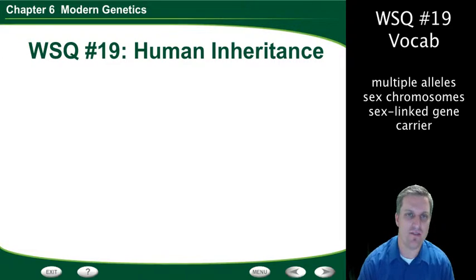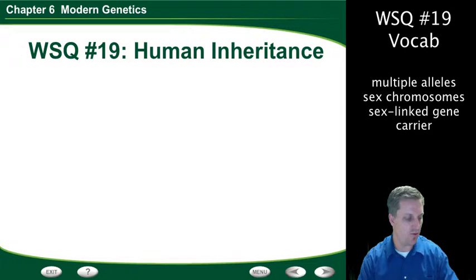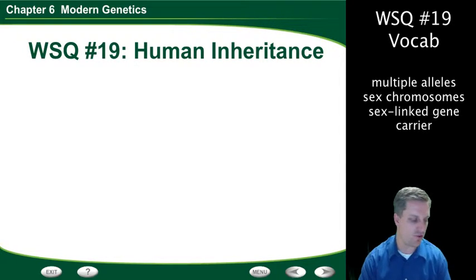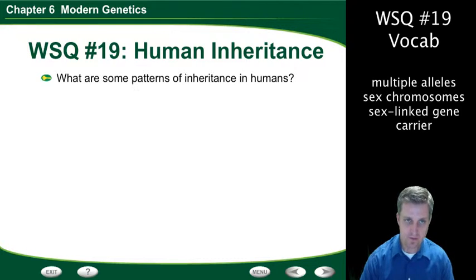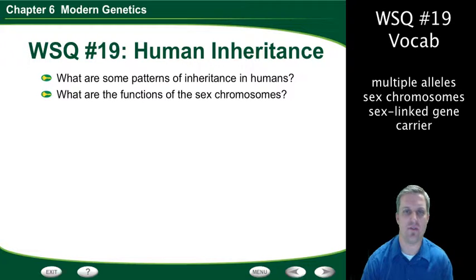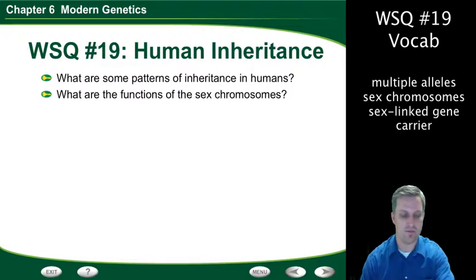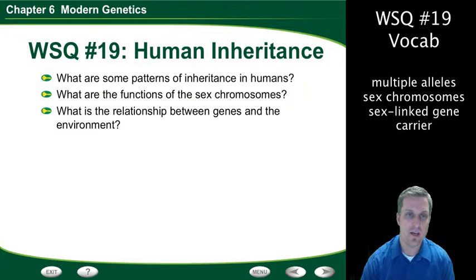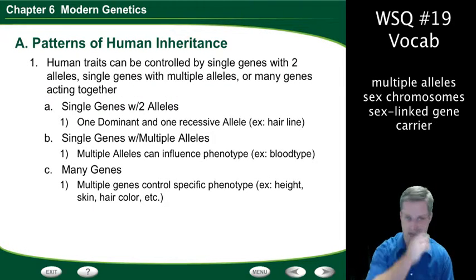Today we're going to talk about human inheritance. So we're going to be talking about the way that traits are controlled by different genes in humans. Three objectives today. We're going to look at what are some of the patterns of inheritance found in humans. We're going to talk about what are the functions of the sex chromosomes, the X and Y chromosome, and what is the relationship between genes and the environment. So we're going to discuss those three things today.